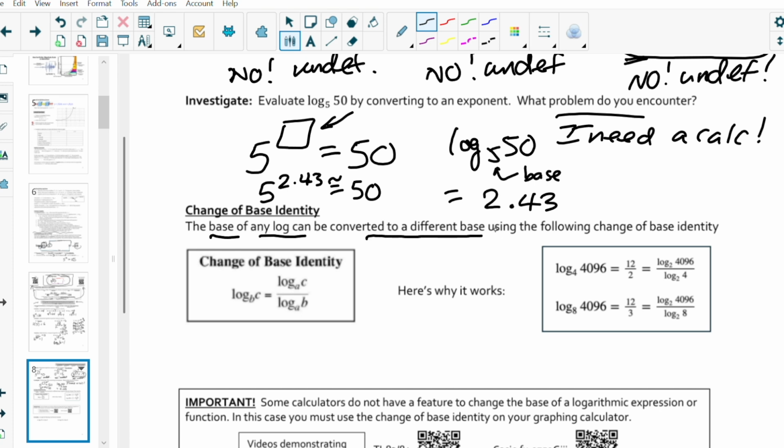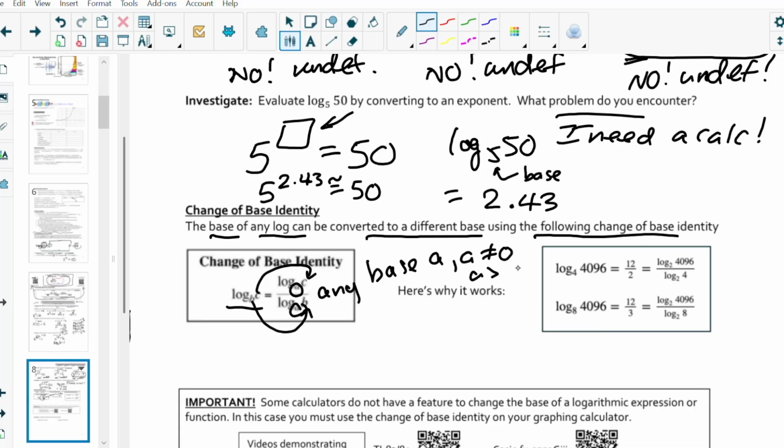Change of base identity. The base of any log can be converted to a different base using the following change of base identity. Log base b of c: the c goes into the numerator, the b, the former base, becomes another argument in the denominator, and then you choose any base a, where a is greater than 0 and not equal to 1.